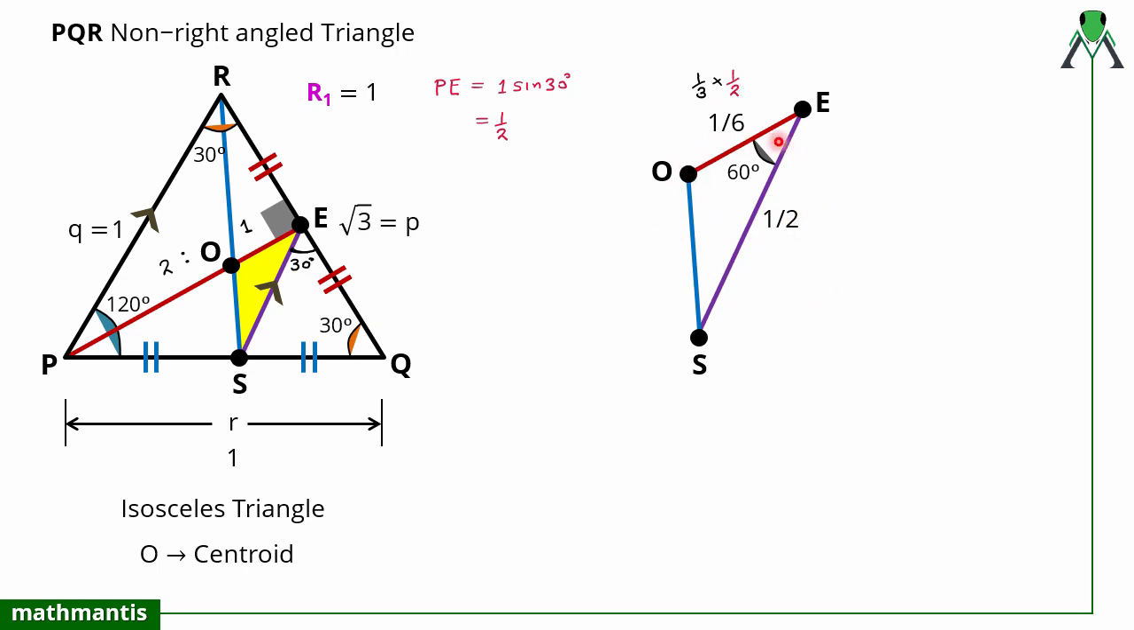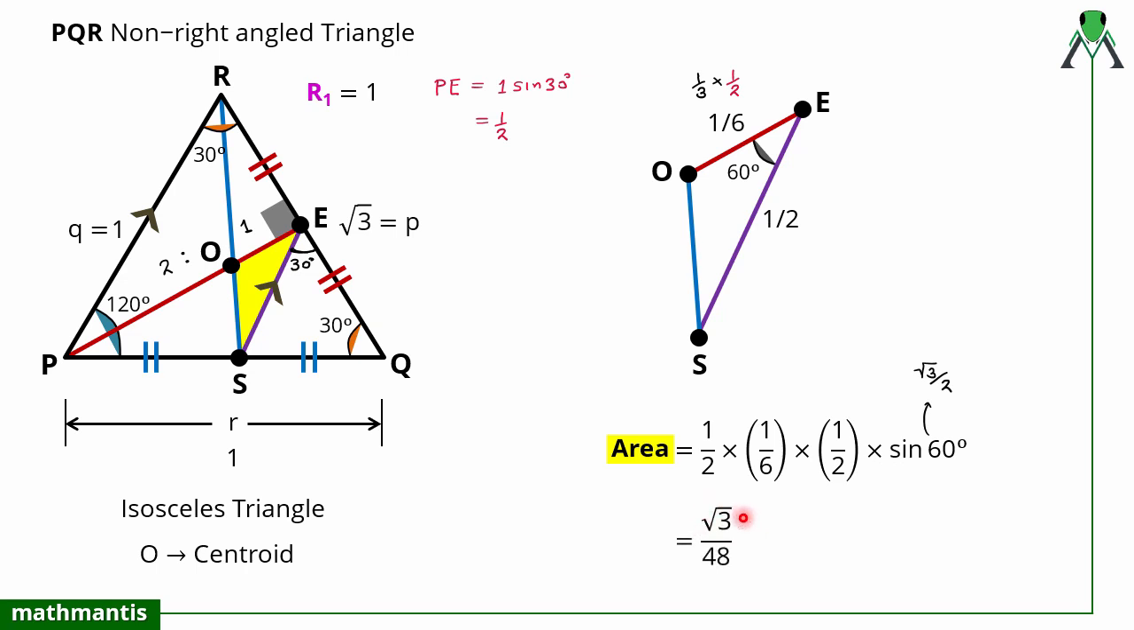Now we can easily define this area because we know that if you know two sides of a triangle and the angle between them, the area is defined by half into product of sides multiplied by sine of angle between them. So that area is half multiplied by 1/6 multiplied by 1/2 multiplied by sine 60. Sine 60 value we know we can put it equal to √3/2 and just simplify it and you can find the answer, that is equal to √3/48. So this is how we can solve this question by using properties of triangle.